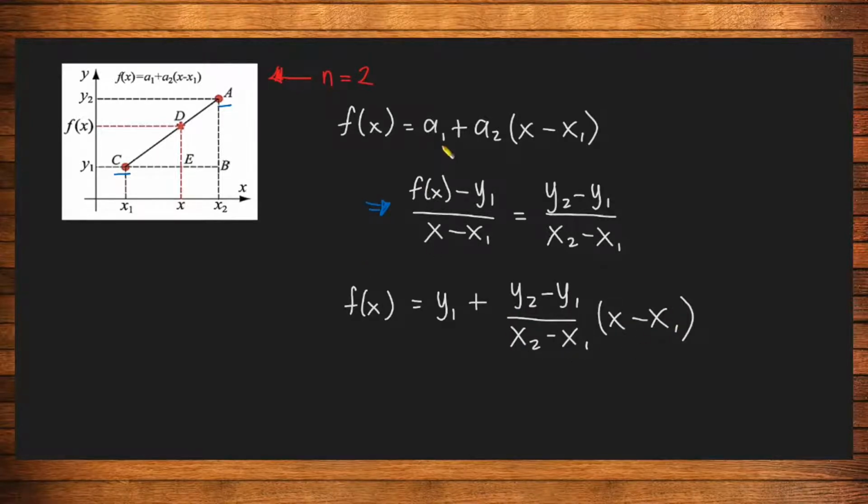Now if we compare this to our first order Newton polynomial doon sa taas, we can see na yung value ng first coefficient a sub 1 natin will be equal to y sub 1. And then yung value naman ng second coefficient a sub 2 natin will be equal to y sub 2 minus y sub 1 over x sub 2 minus x sub 1. Okay? So ngayon, ito yung magiging value ng coefficients natin.